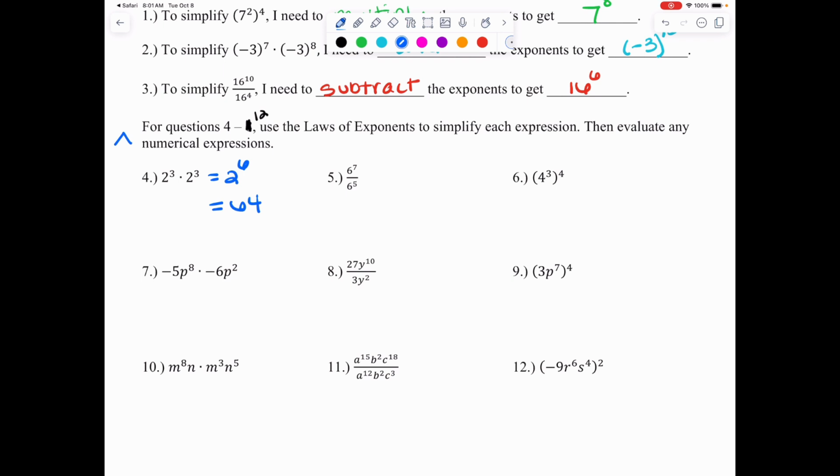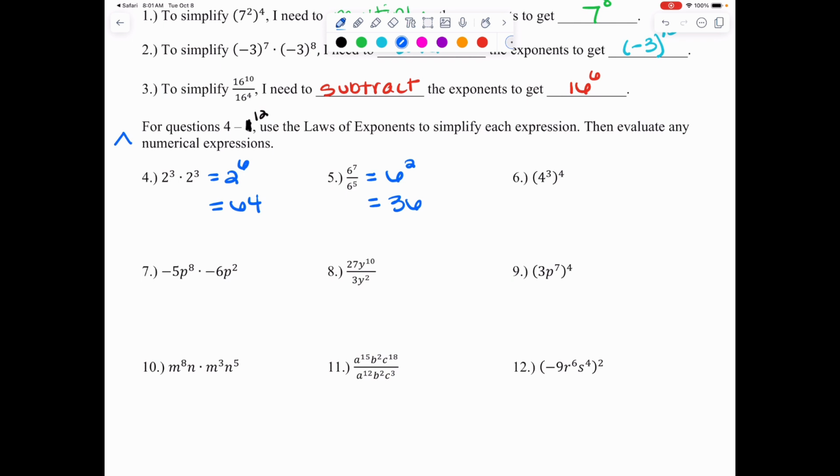In number 5, we are dividing because it's written as a fraction. When we're dividing, we keep our base of 6 and then subtract our exponents. 7 minus 5 would be 6 squared. If I were to evaluate 6 squared, that's 6 times itself 2 times. 6 times 6 is 36.